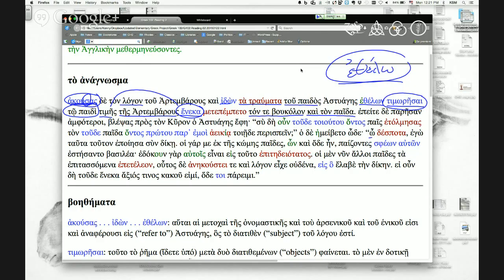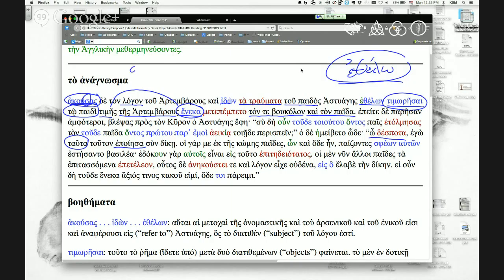O despota, ego poesa. I did, right? I did. And here we have two things in the accusative case, right? Okay. So what would those two things be? What is this? Tauta. The direct object. What does it mean? Tauta. These things. These things, okay, these things.